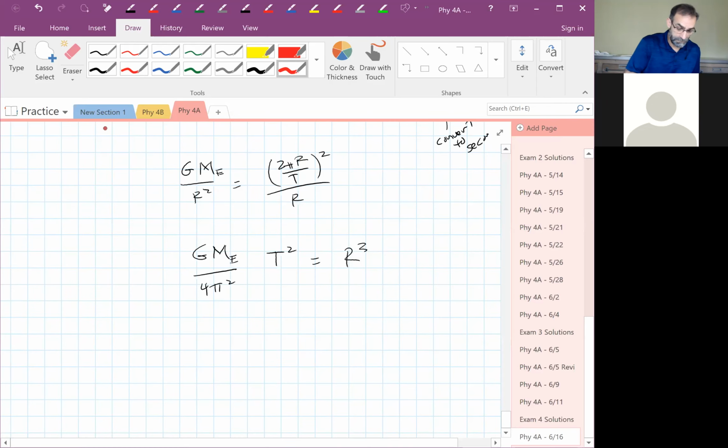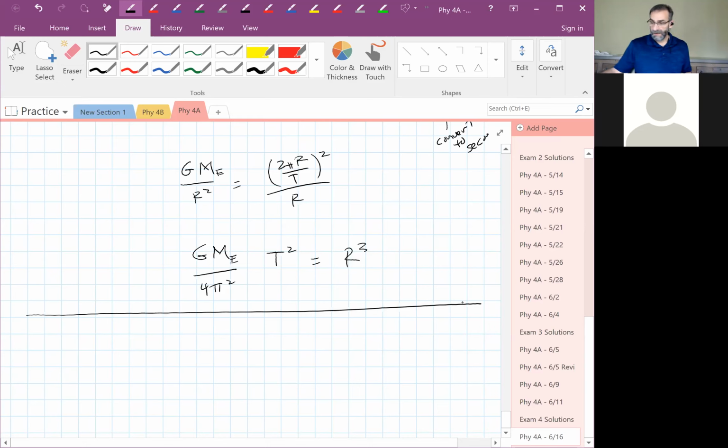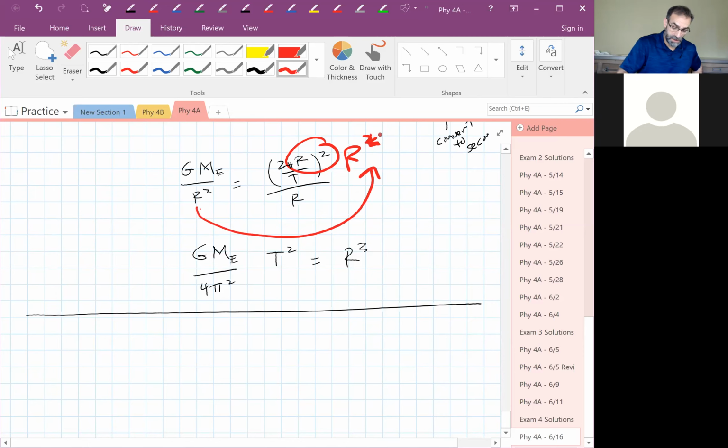All right. A couple more things with gravity that are kind of interesting. You have an r squared here. You have an r squared here. When you bring that up, this becomes r to the fourth. And then you have an r here, which makes that r cubed, right?